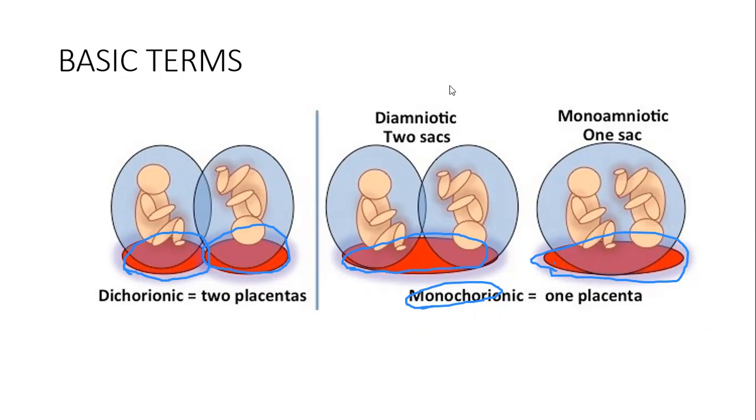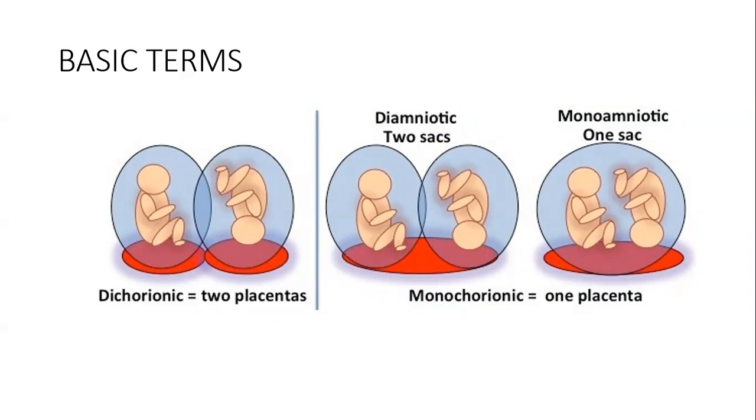Now, if you see diamniotic and monoamniotic, you know amniotic fluid, right? Say it once again, amniotic fluid. So diamniotic means two sacs, monoamniotic means one sac. You should know this basic difference of words. Chorionic is about the placenta, dichorionic means two placentas, diamniotic means two sacs. When it's talking about placenta, and when it's talking about sacs, we should know these basic terms.